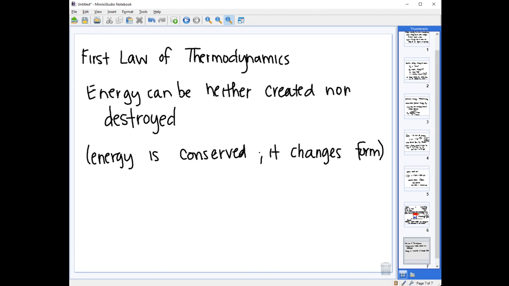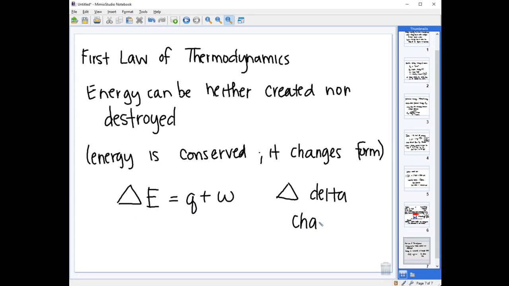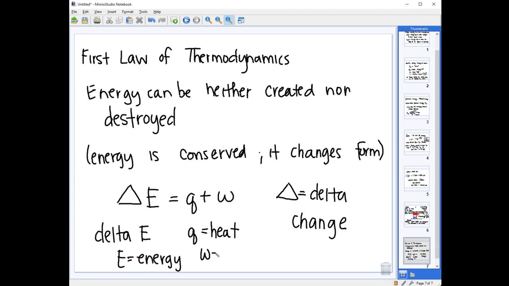And so we have an equation that we can use for that. We can have delta E. This triangle here, and we're going to use a lot of triangles in this chapter, is the Greek letter delta, and it refers to a change. So we read that as delta E, where E is energy, is equal to Q plus W. Q is heat and W is work.